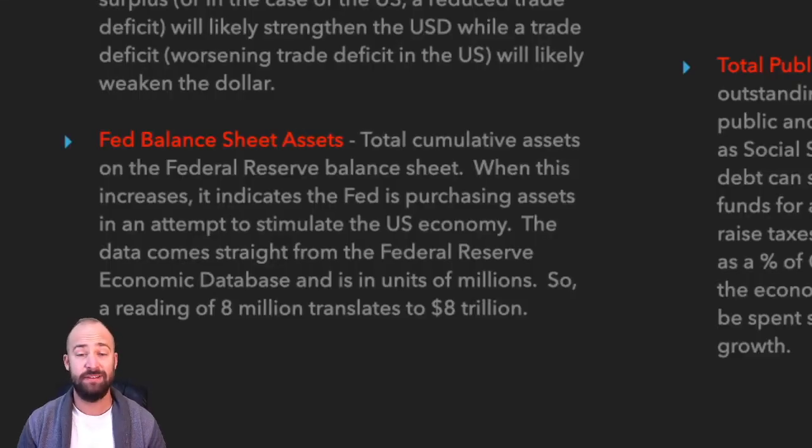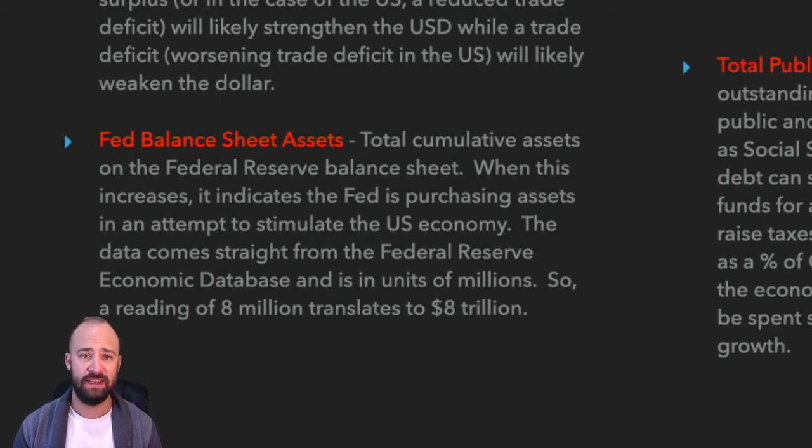This measure refers to the total cumulative assets on the Federal Reserve's balance sheet. Now, again, the Federal Reserve is the central bank of the United States, and it's responsible for what's called the dual mandate. This dual mandate lays out the two main goals of the Federal Reserve, those being to keep inflation in check and to keep employment at healthy levels. The Fed has an arsenal of tools at its disposal that it can use to help it achieve its monetary policy goals, which again are centered around healthy levels of inflation and employment.